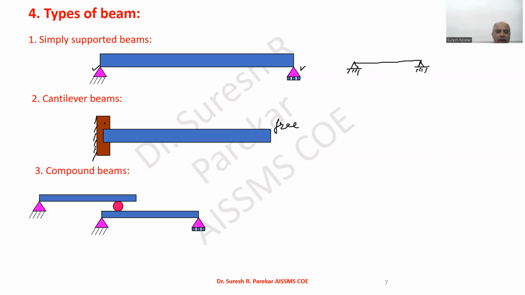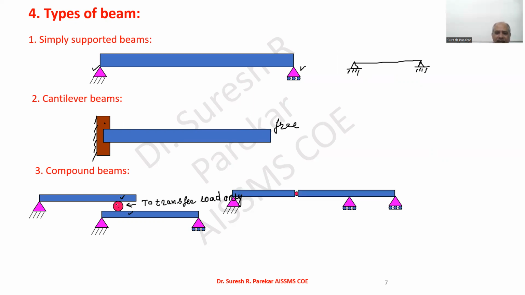Then we have the third, the compound beam. So this roller is used to transfer load from one beam to another beam. To transfer load only. It cannot resist any reaction. It will take load from the upper beam and that load will be transferred to the lower beam. Only that is its work. It only transfers load, takes from one and gives to another. It cannot have any reaction over this support. Then it can be in this way.